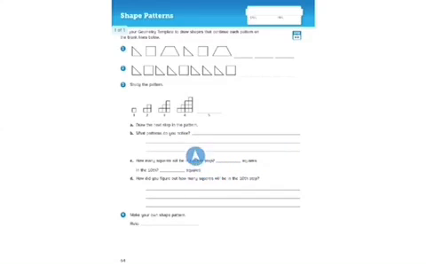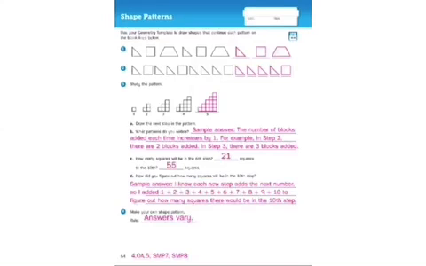And then it goes on to ask you more about this one. So you're going to fill in 5, but what would 6 be? And then what would be the 10th one? How can you figure that out without having to draw them all out? Well, if you really study the pattern, you should be able to figure that out. All right? And then you can make your own shape pattern and a rule. So that's what you're up to on this page. When you get that complete, come back and check it out.